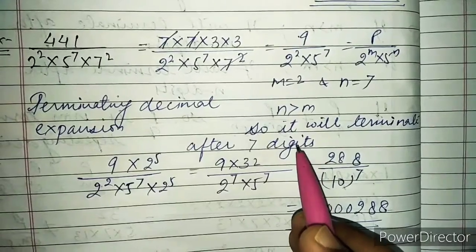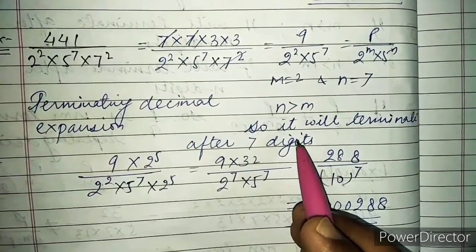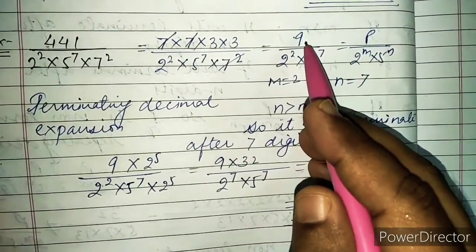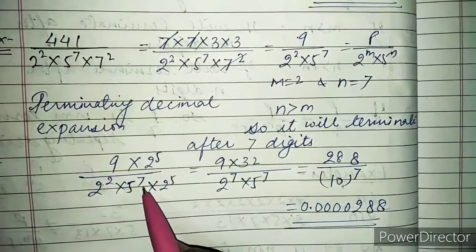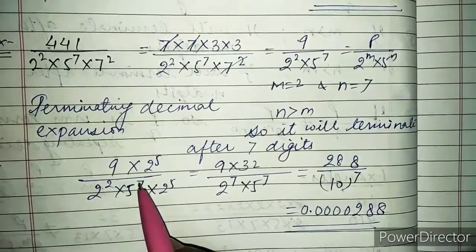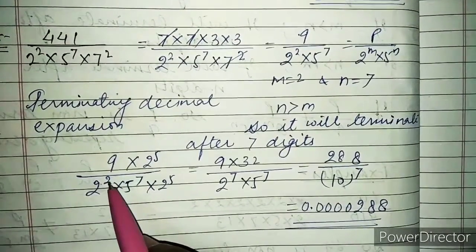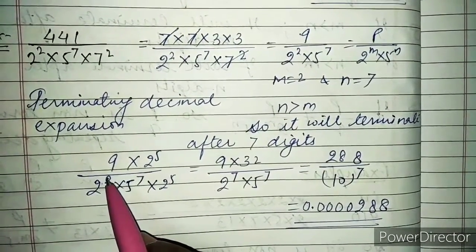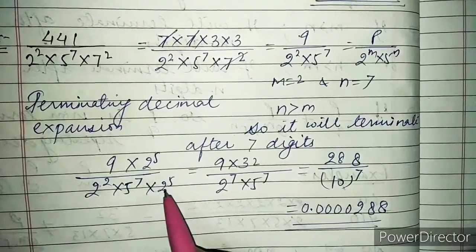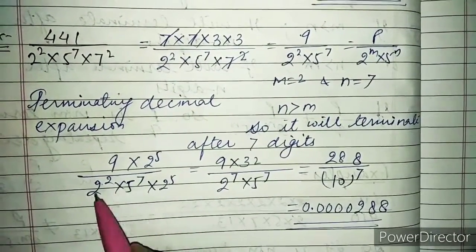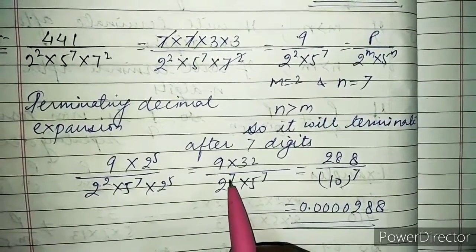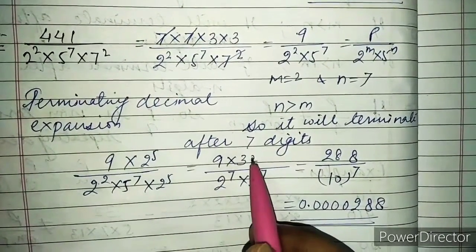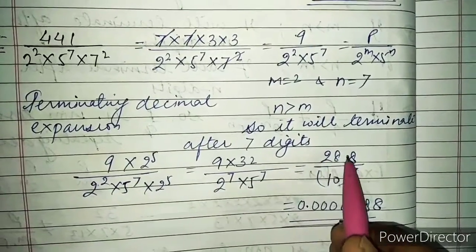Now write its decimal expansion. How to write the decimal expansion? Now pick this 9 upon 2 to the power 2 into 5 to the power 7. For making the power same, here the highest power is 7, make the 2 as 7. For making it 7, you will have to multiply by 2 to the power 5, because base is same, power will get added. 2 to the 2 plus 5 will become 2 to the power 7, and 2 to the power 5 will become 32. 9 times 32 is 288.